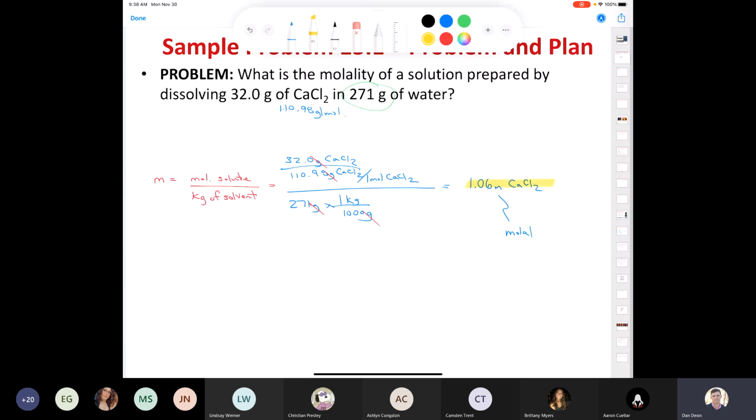What do you think? Perfectly legitimate problem. Who thinks they could solve a problem like that on the final exam if they were faced with it?